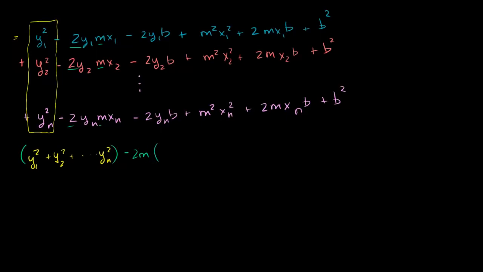Actually, let me color code it just so you see what we're doing. I want to be very careful with this math so that nothing seems too confusing, although this is really just algebraic manipulation. So if I add all of these up, I get y1 squared plus y2 squared all the way to yn squared. I'll put some parentheses around that. And then to that, we have these common terms. We have this minus 2m. So we can distribute those out.